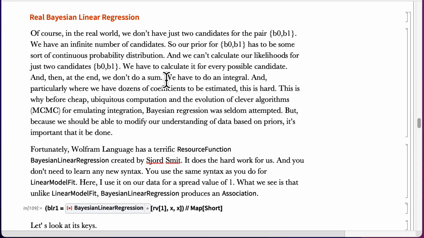And while Wolfram is really great at doing integrals, where you have dozens of coefficients to be estimated, imagine a regression with lots of terms in it, lots of basis functions, that integral can be hard. And so this is why basically people didn't do Bayesian regression until computation became swifter and there were clever algorithms, of which probably the cleverest is MCMC, for kind of emulating integration. But now that we have this, really you can do Bayesian regression, and in my opinion you should be doing Bayesian regression if you have any prior beliefs, and you should consider the regression as sort of updating your priors.